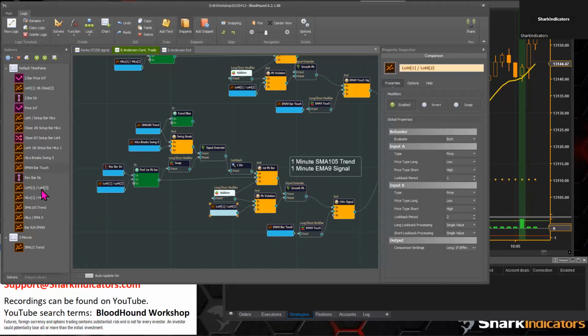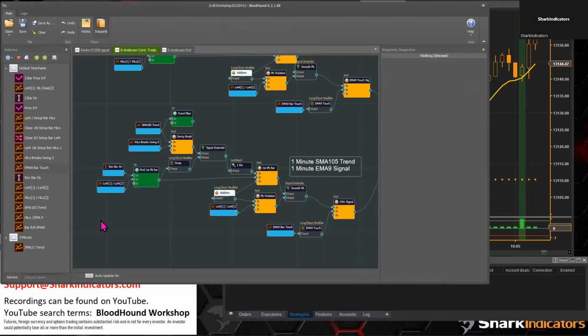I'm just checking to see if I left any extra solvers on here after I deleted them. No, I don't think so. Everything looks good now. All right, so let me save that. Make sure to save that. And I might as well show you here.